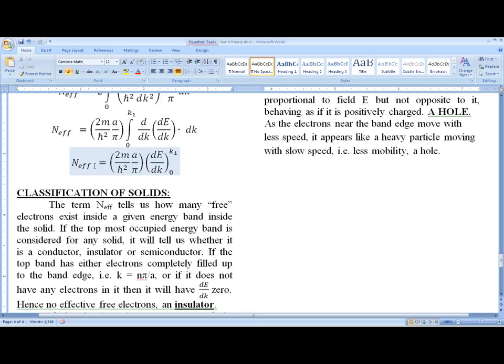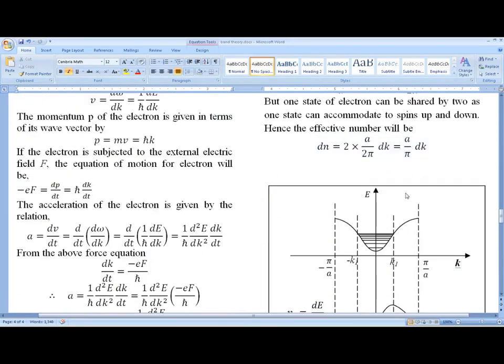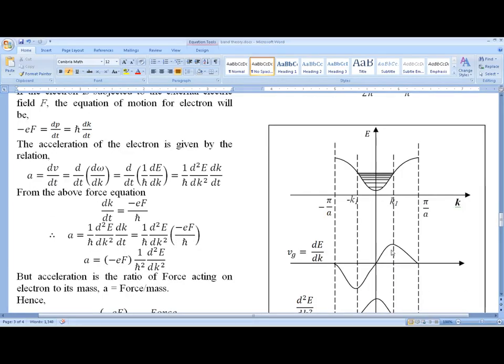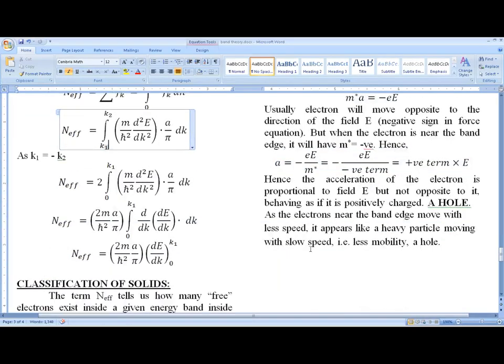So effective number of free electrons is 0, means no free electrons, it becomes an insulator. Whereas if you look at this condition where the topmost electron is filled up to just k1, there the k1 has maximum slope dE by dk here. So this is non-zero and positive.